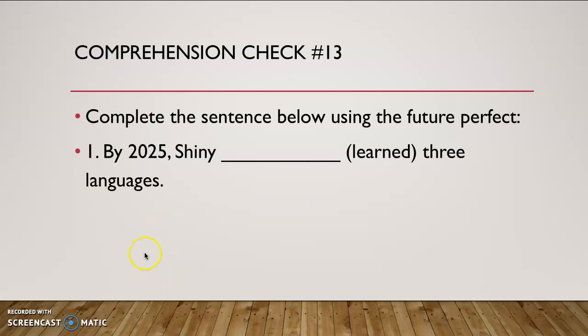Let's do our penultimate comprehension check. Penultimate means second to last. Please complete the sentence below using the future perfect. The verb is learn. So please, in the future perfect, try to complete this sentence. By 2025, Shiny, 3 languages. Pause the video and we'll be right back.